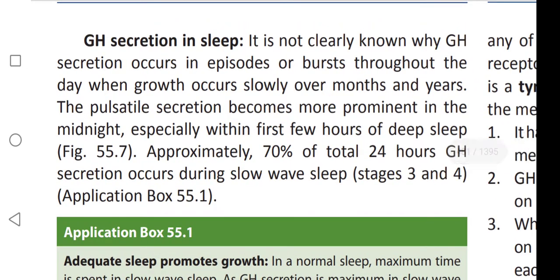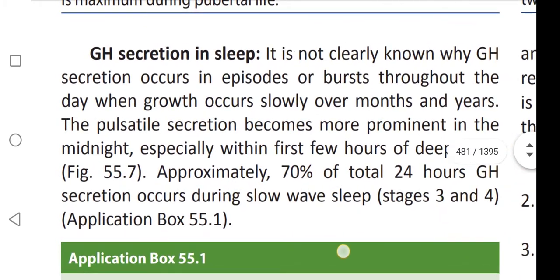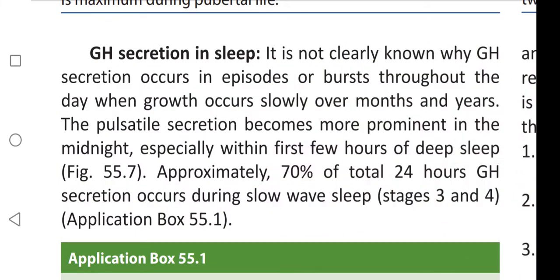Growth hormone secretion in sleep. It is not clearly known why growth hormone secretion occurs in episodes or bursts throughout the day. When growth hormone secretion occurs slowly over months and years, the pulsatile secretion becomes more prominent at midnight, especially within the first few hours of deep sleep. Approximately 70% of total 24 hour growth hormone secretion occurs during slow wave sleep, that is stages 3 and 4 of sleep. Okay, coming to the diagram.